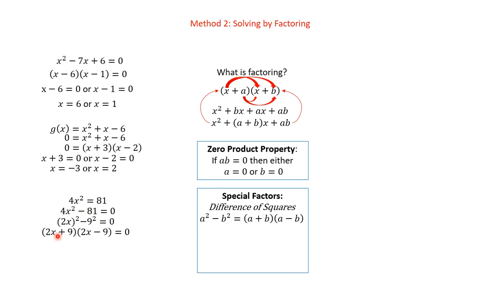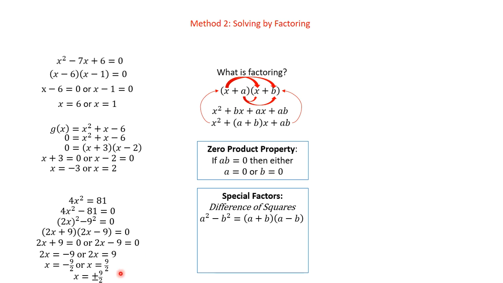And so we have 2x plus 9 times 2x minus 9 equals 0, which means that either 2x plus 9 equals 0 or 2x minus 9 equals 0. Solve for these. Either subtract or add the 9. So we get 2x equals negative 9 or positive 9. And then divide by 2. So x equals negative 9 halves or x equals positive 9 halves. And then we can rewrite this. We could leave it like it is, or we could rewrite it as x equals plus or minus 9 halves.